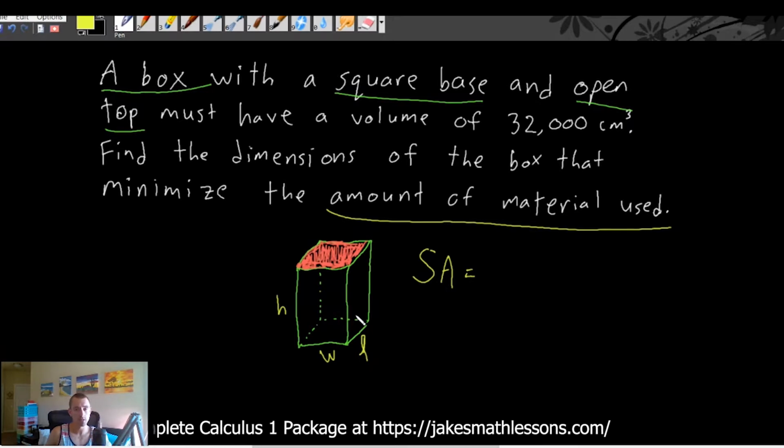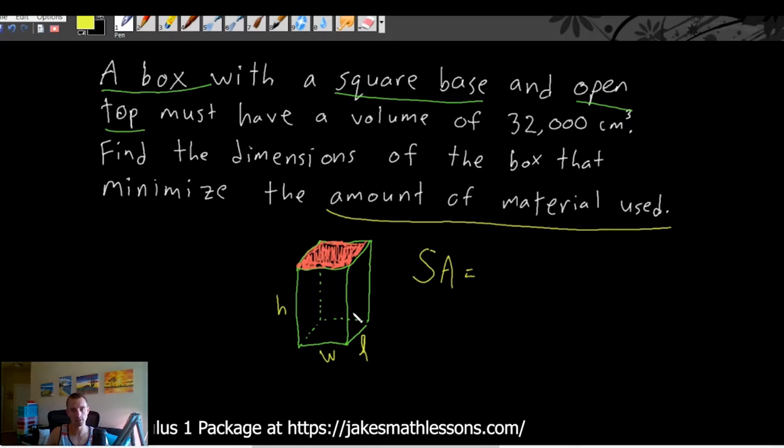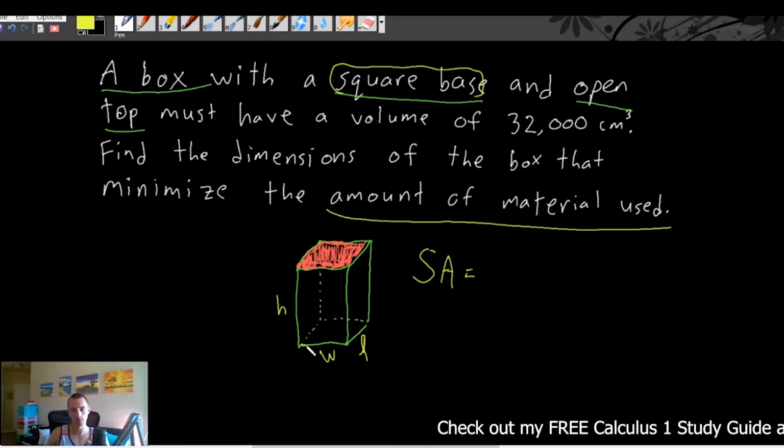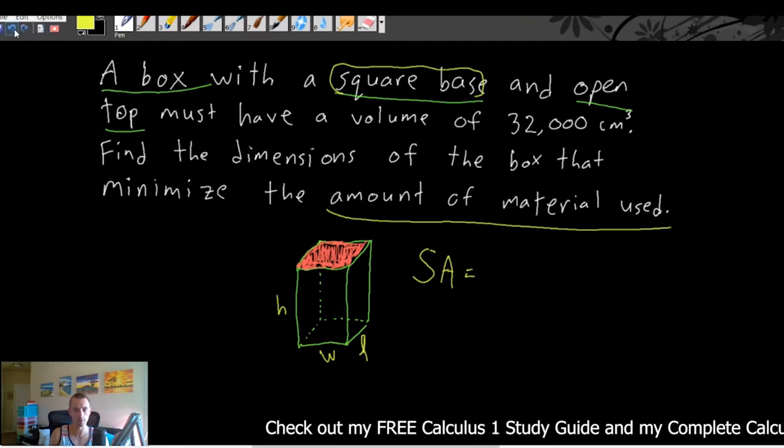However, there's one other key piece that this problem told us that we can use to simplify this a little bit further. Because if we were to go straight to surface area from here, using length, width, and height, we end up with a 3-variable equation. However, notice it says right here, we have a square base. What does that mean? That means that the length and the width are going to be equal. In order to have a square base, we need this side right here and this side right here to be the same length. That is going to create a square on the bottom.